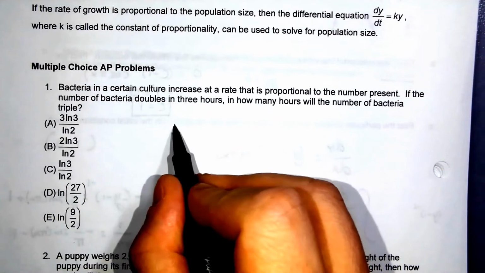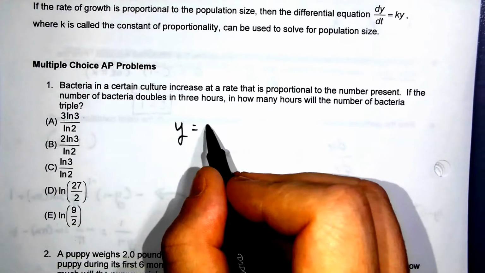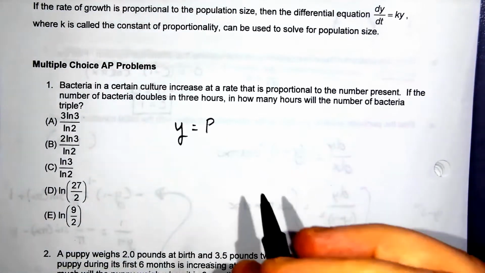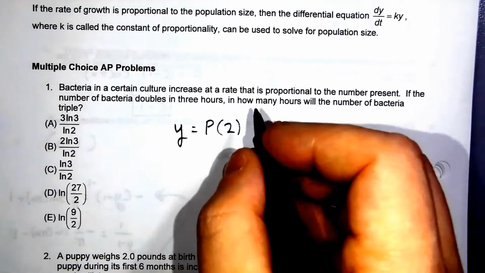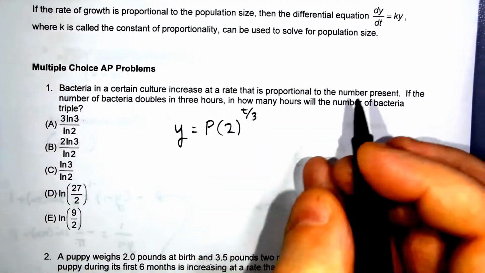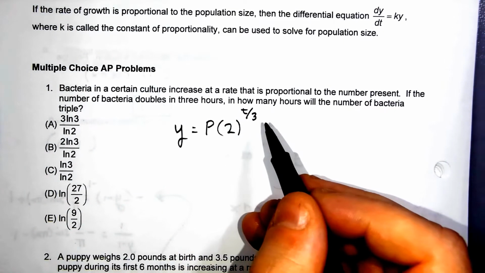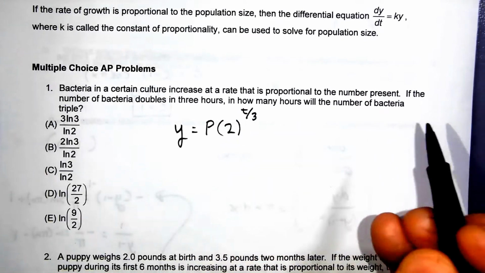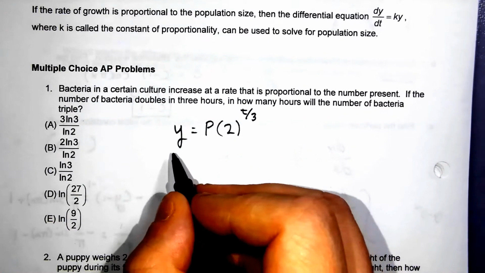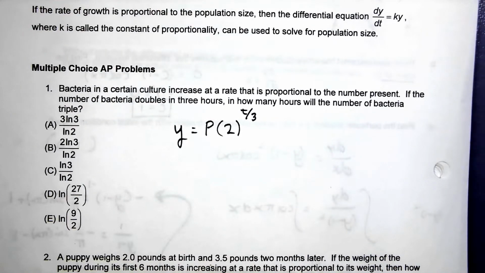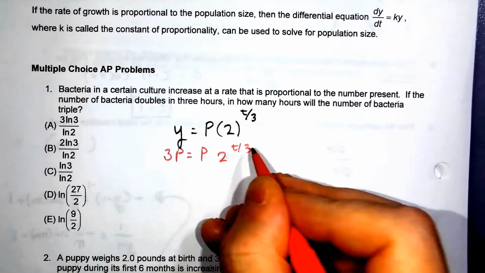So y is equal to whatever the initial amount is multiplied by, well, what's my multiplier here? It's doubling. And how long does it take to double? T over 3, because it takes 3 hours to double. So if I were to replace t with 3, 3 over 3 is 1, and that represents a doubling. Question is, how long does it take to actually triple? So if I'm going to try to triple here, that means that I actually want the output to be 3p. So I'll say 3p equals p times 2 to the t over 3.